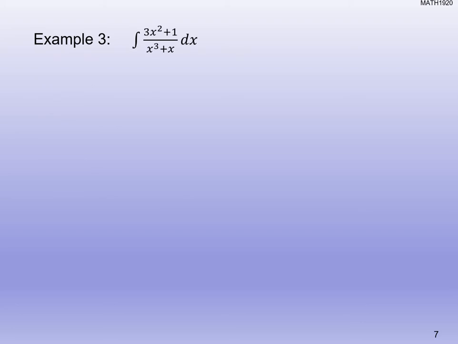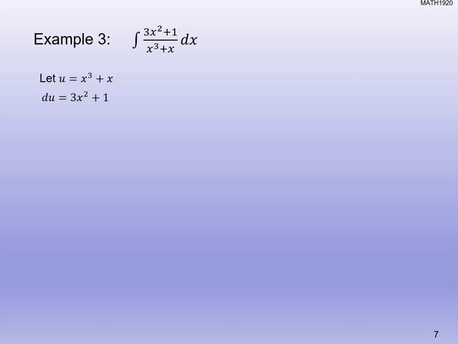All right, next example. We want to do the integral of 3x squared plus 1 dx divided by x cubed plus x. So let u be the denominator. So u is going to be x cubed plus x. And then du is going to be 3x squared plus 1 all times dx. I forgot to write the dx in there.